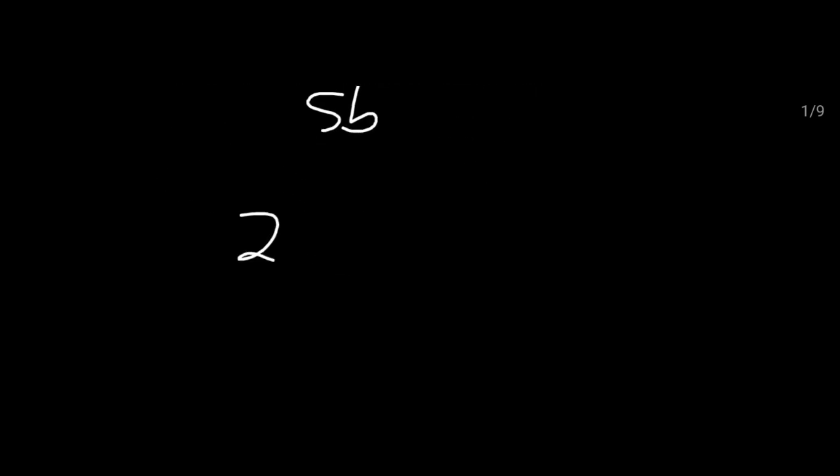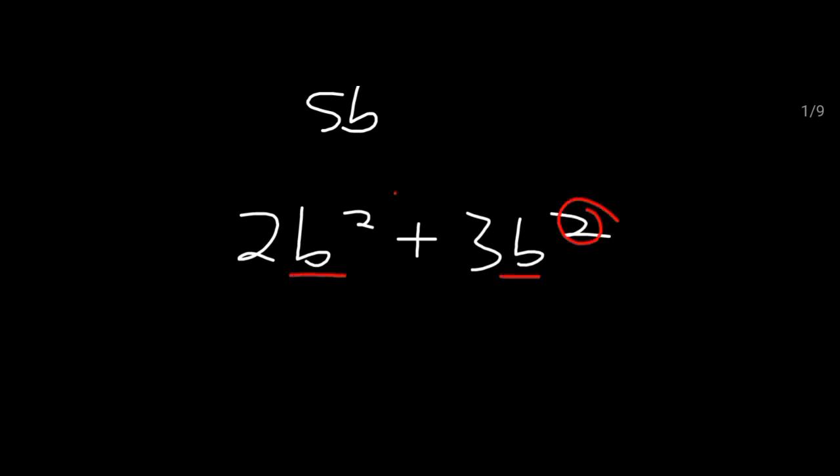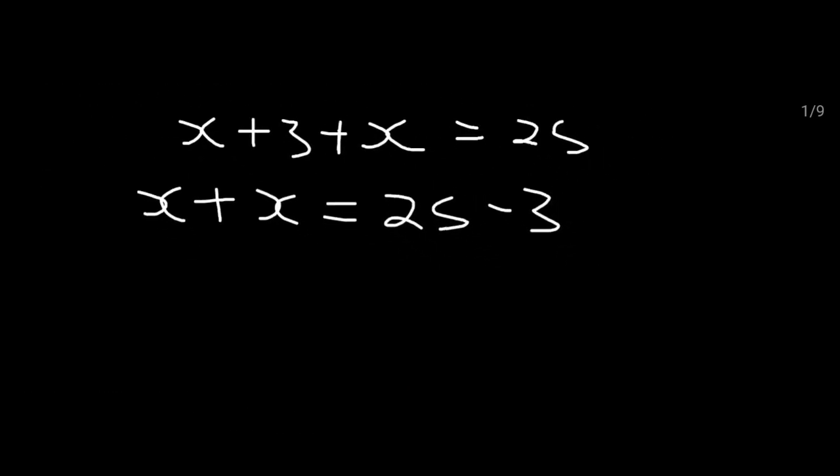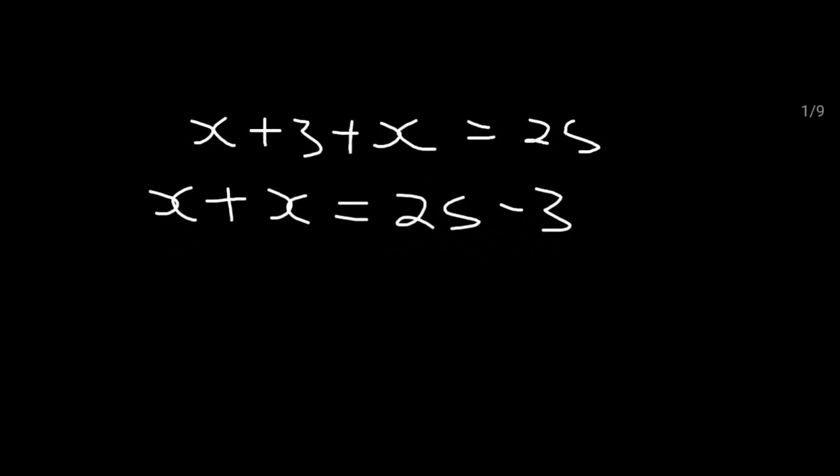Just like 2b squared plus 3b squared. These are like terms, the variables are the same, the exponents are the same. So we add the coefficients: you came with 2 b squared and 3 b squared, and when we put them together we get 5 b squared. You see what I'm talking about. So back to this part, we have x, x, and another x. Earlier we added the like terms to get 2x, and then equal to 25 minus 3, which is 22. Do you see it now?